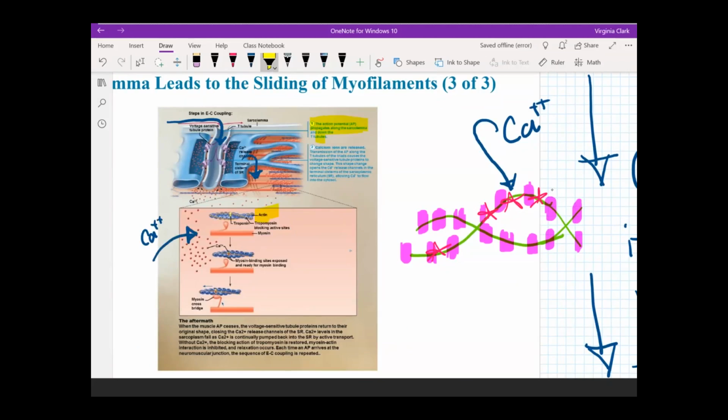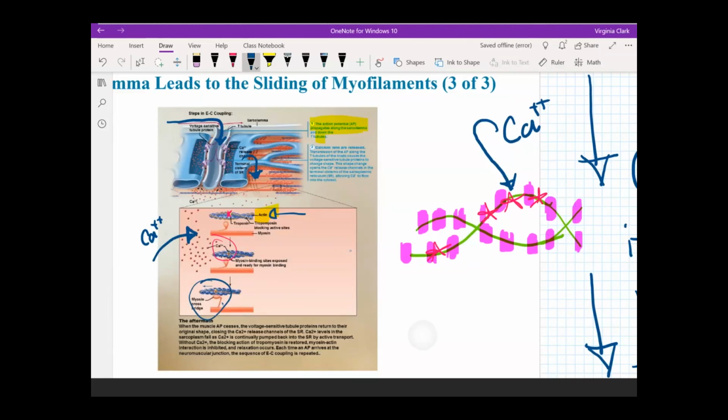Remember, our troponin was the little thing that was holding it in place. So that's this guy right here. So our calcium will bind to our troponin. That's what's happening right here. And when it binds to our troponin, it moves it and it will open up the spots. So you'll notice on these guys right here, all of the little dots are blocked. But if you move the string, you can see how all the little dots are now open. Those dots are where we're going to form a connection between a myosin and an actin filament.